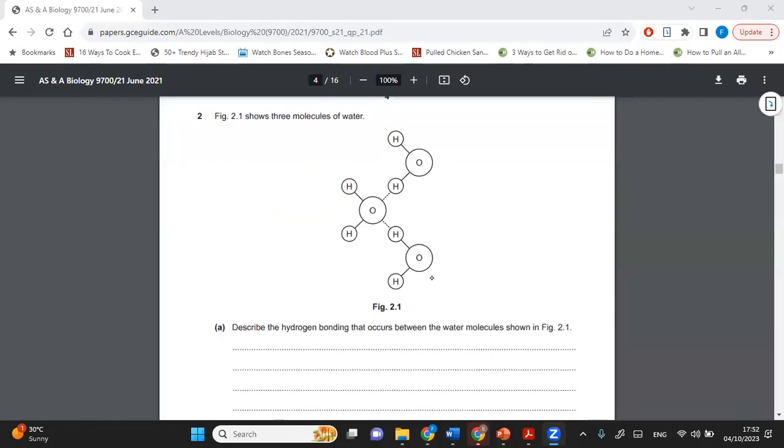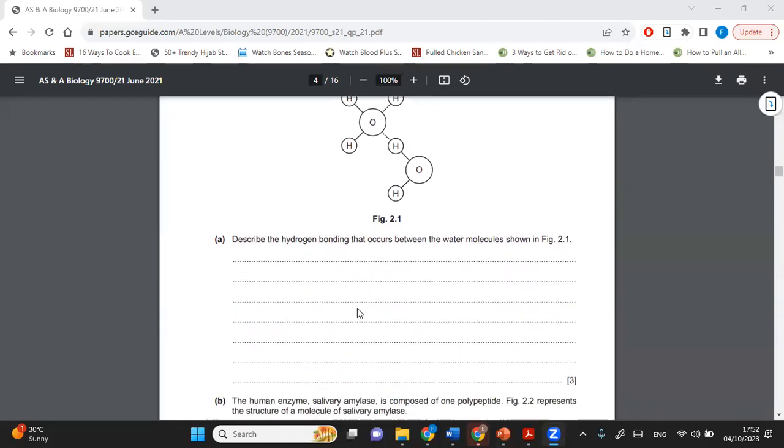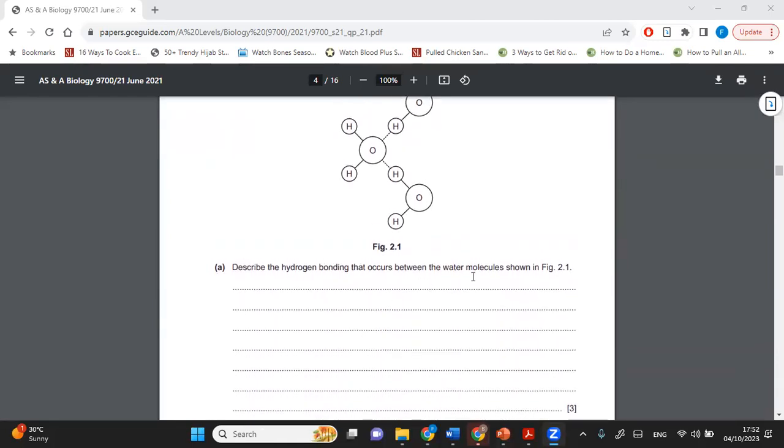This is a question. Figure 2.1 shows three molecules of water. Describe the hydrogen bonding that occurs between water molecules. So hydrogen bonding is something that we studied in chemistry as well, right? So you simply have to describe your hydrogen bonding, what it is. Take 1 minute, think about all the points you should include, and then let's discuss.